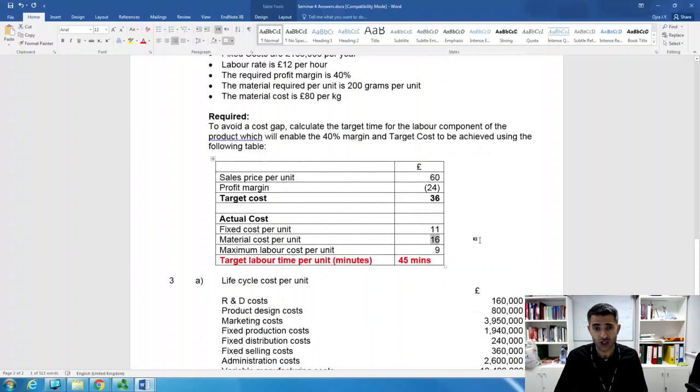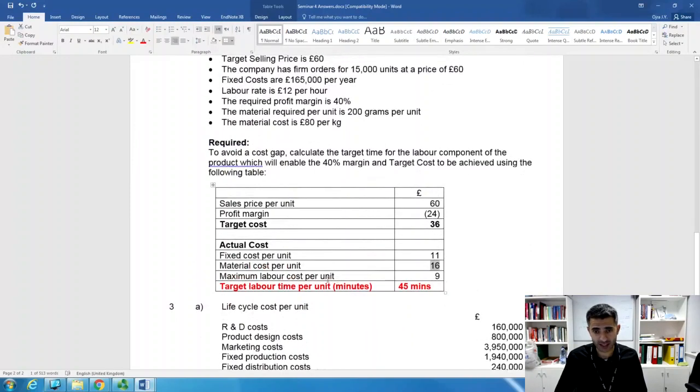Okay, that's great. So now in terms of labor, what is the labor cost? Remember, it only tells us that the labor rate per hour is £12. That's fine, but we don't know how much time each unit takes. It could take 20 minutes, 40 minutes, 50 minutes, 60 minutes, the whole hour for £12. So we don't know really. But the question asks you to avoid a cost gap. So in this case, we put 9 here. Why did we put 9? In order to make it equal, right?